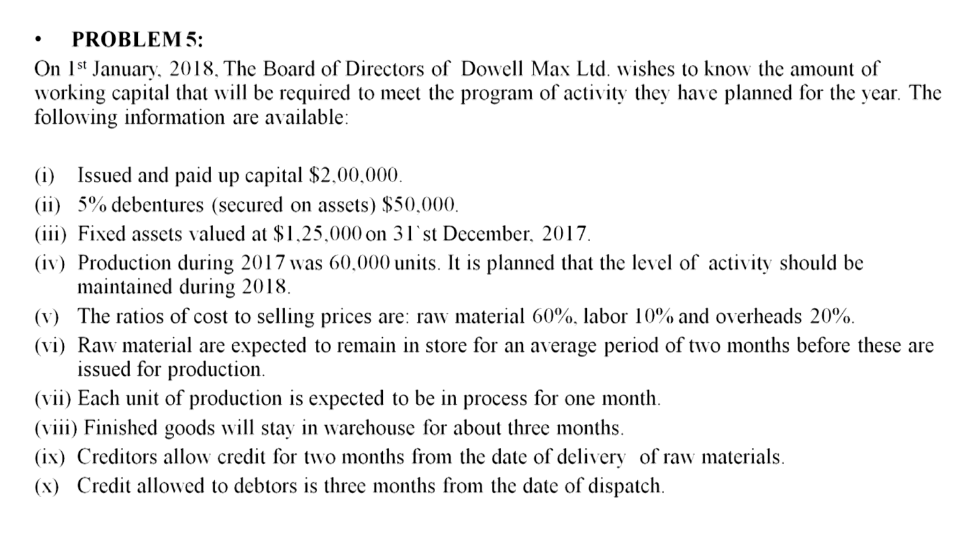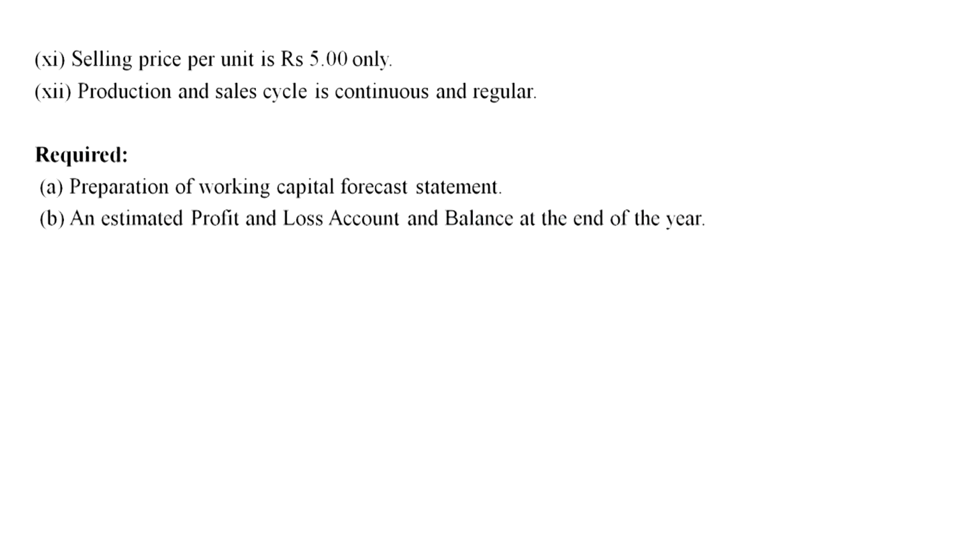Credit allowed by this firm to its own buyers, the debtors, is 3 months from the date of dispatch. The selling price is also given to us, 5 rupees or dollars, and the production and sales cycle is continuous and regular. Production and sales cycle is regular, which means all through the year the production is going on.